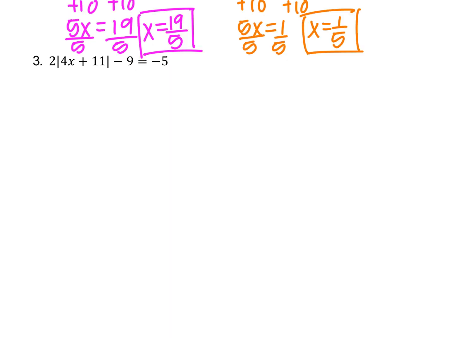So number 3, we have a 2 in front of the absolute value bars. That 2 is being multiplied. And then we have a minus 9 after the absolute value bars, okay? We're always going to move things that are being added or subtracted first and then being multiplied or divided second. That's our PEMDAS backwards, okay? So I need to get rid of this 9 first. Since it's a minus 9, I'm going to add 9 to both sides. So I have 2 times the absolute value of 4x plus 11 equals 4.